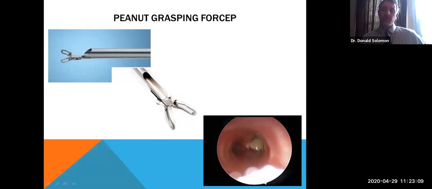Okay, so this is what I was talking about with regard to the peanut grasping forceps. This is the end of your optical forceps, so you're going to get the appropriate length telescope that fits in your optical forceps. And then beyond that, you're going to be able to see the thing that you're grasping. The peanut grasping forceps has this little curvature here, so it allows you to get around that nut without crushing it, theoretically.